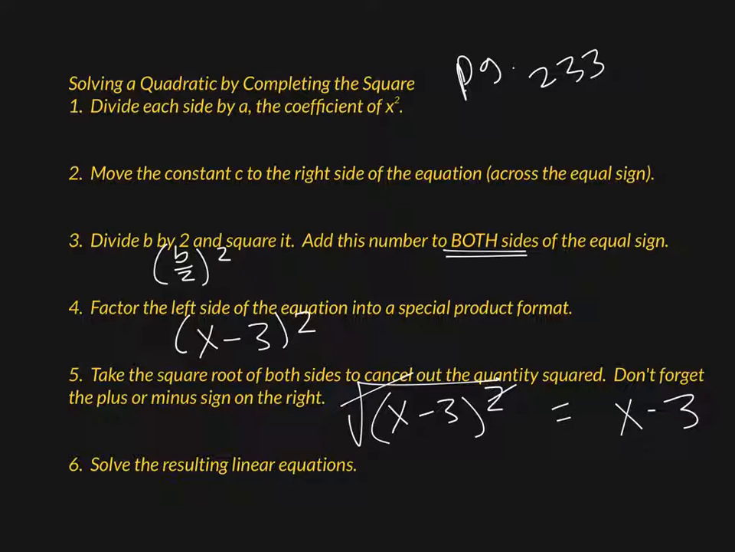Step 6, you're going to solve that resulting linear equation. Like in the previous example, we had x minus 3 equals plus or minus square root of 17. We solved that equation. There are going to be 2 equations, so make sure you solve them both. I forgot this in step 5: don't forget the plus or minus sign on the right side. When you take the square root on the left, you're good, but on the right, like in the example from the book, it became plus or minus the square root of 17. Don't forget that sign.